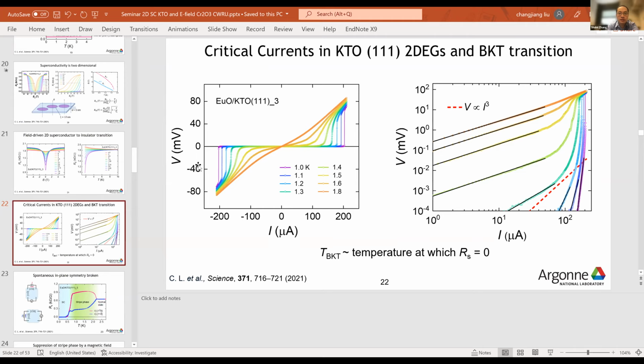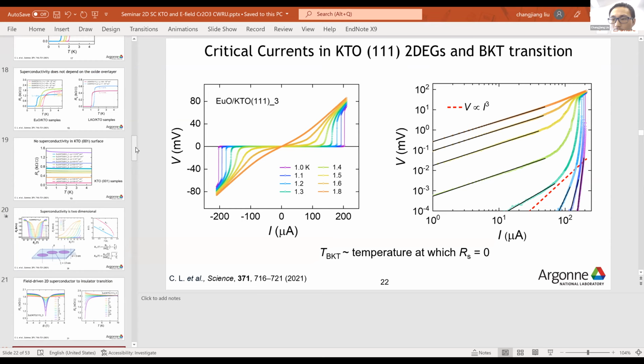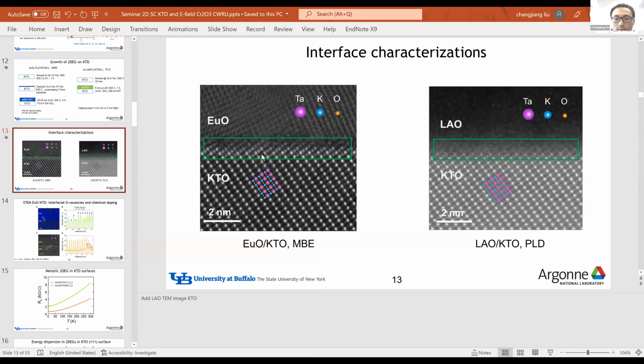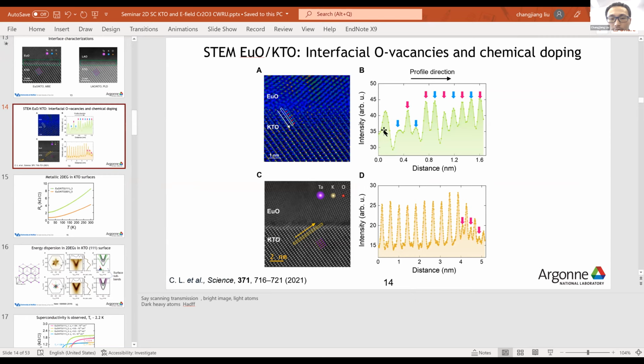I have a question regarding the origin of this 2-deck. Is it similar to LAO-STO, due to the polar catastrophe? For this system, we think it is more of an oxygen vacancy near the KTO interface. We found that for both europium oxide and LAO, we can get a 2-deck. Specifically for LAO, we found that it is formed as an amorphous layer. So we don't think the polar catastrophe plays an important role for LAO/KTO. And actually, in our STEM image, we found clear evidence of oxygen vacancy near the interface.